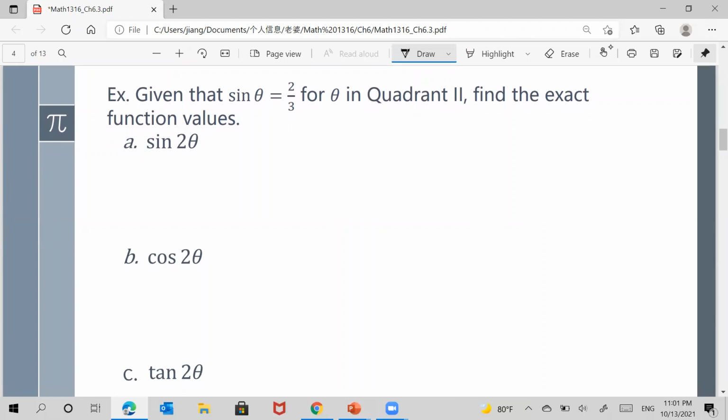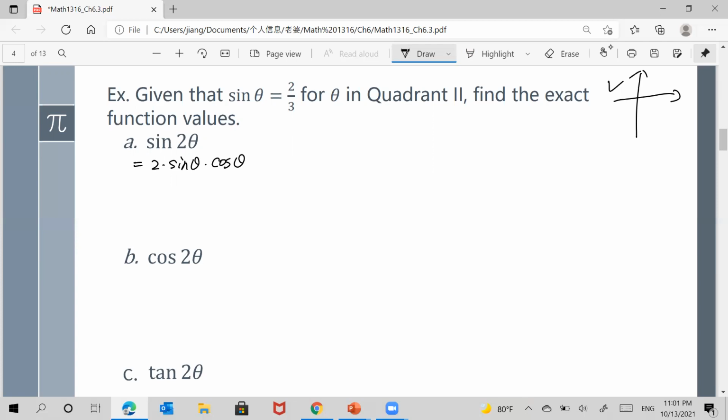Okay, let's move on to the next example. Given that sine theta equals 2 over 3 for theta in quadrant 2, I just draw an xy plane. Fine, this is the second quadrant. They ask us to find sine 2 theta. Just use the formula: sine 2 theta equals 2 times sine theta times cosine theta. We know sine theta, but we don't know cosine theta.